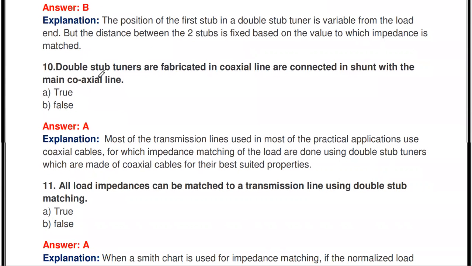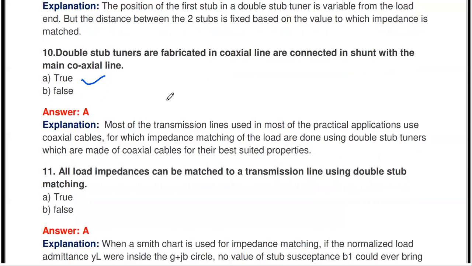Then the next question: the double stub tuners are fabricated in coaxial line or connected in shunt with the main coaxial line. True or false? It's true. Most of the transmission lines used in practical applications use coaxial cable, for which the double stub tuner is the most suitable method to provide impedance matching.